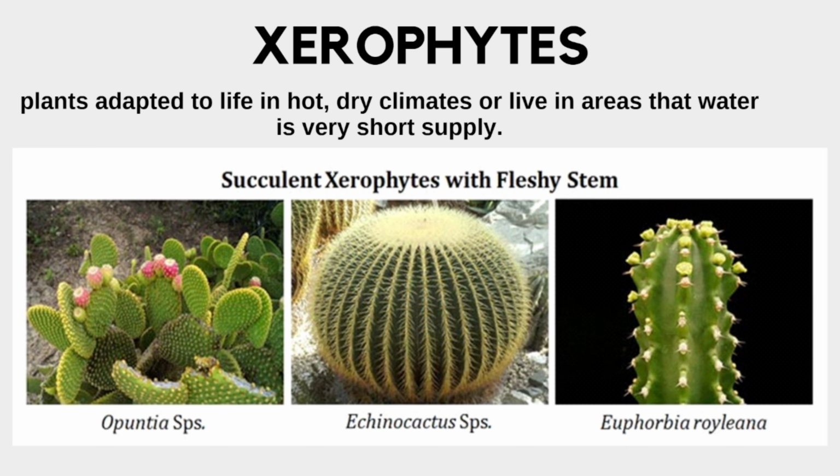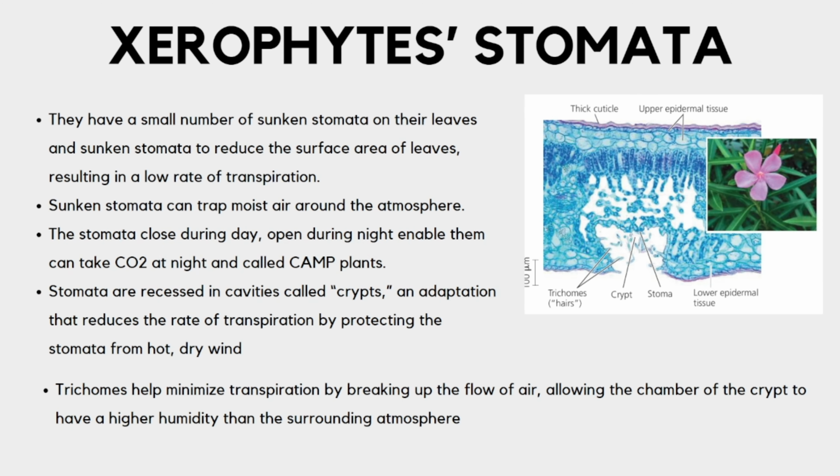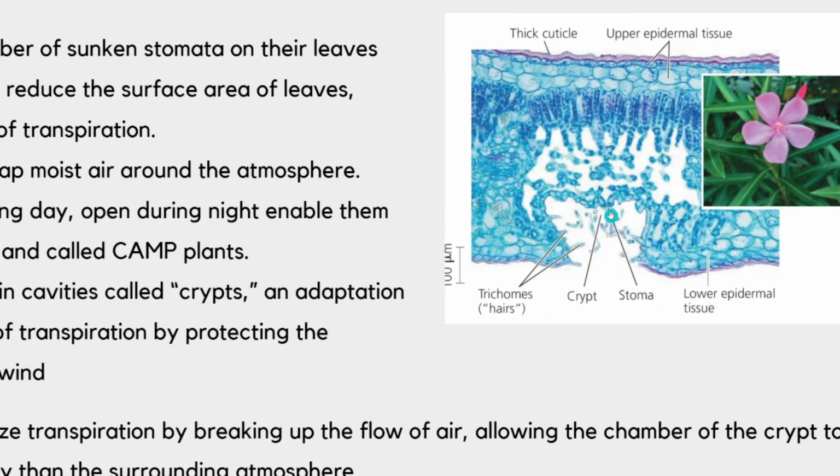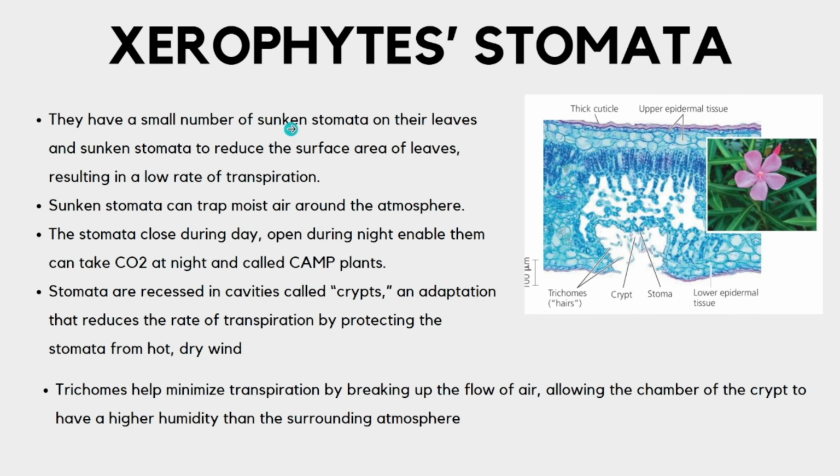But how can the cactus still survive there? Their stomata is different compared to the normal plant. They have sunken stomata, a sunken structure on their leaf. The sunken stomata enable it to reduce the surface area of the leaf, resulting in a low rate of transpiration.